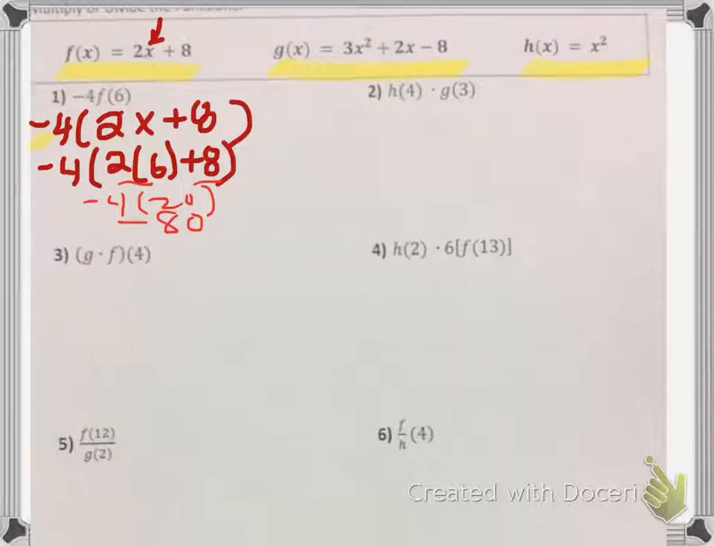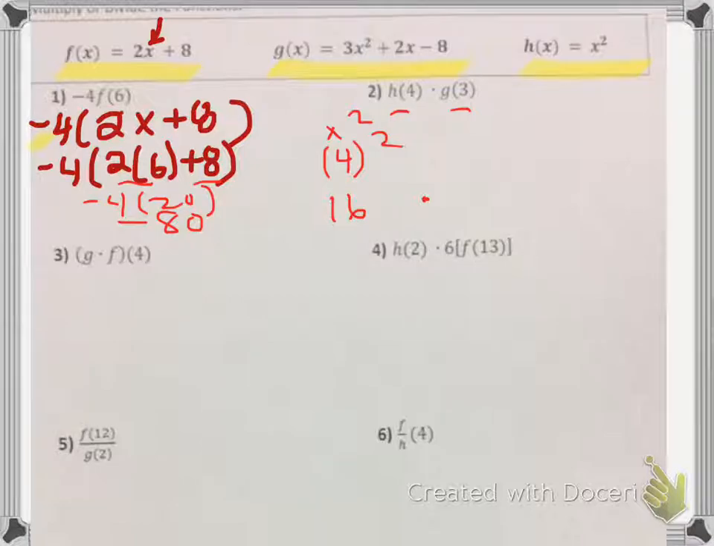All right, this next one says to do h of 4 times g of 3. So to do h of 4, I'm going to grab that h function, which is x squared, and I'm going to put 4 inside of it. So 4 squared, which is 16. I'm going to have to times that by something when I'm done.